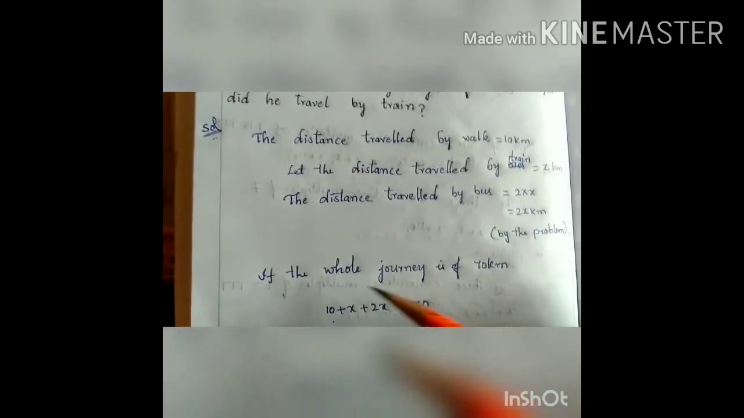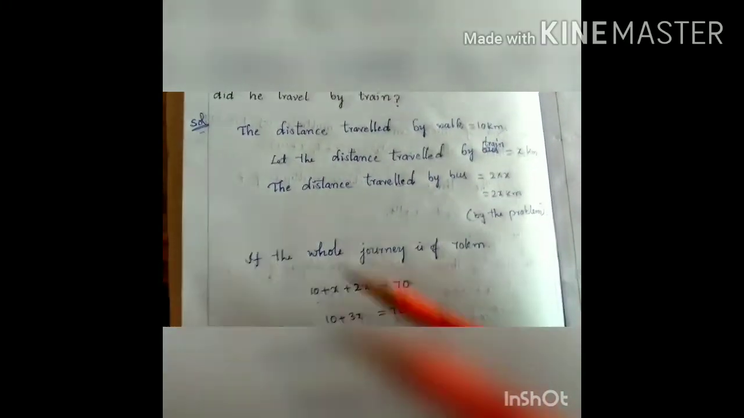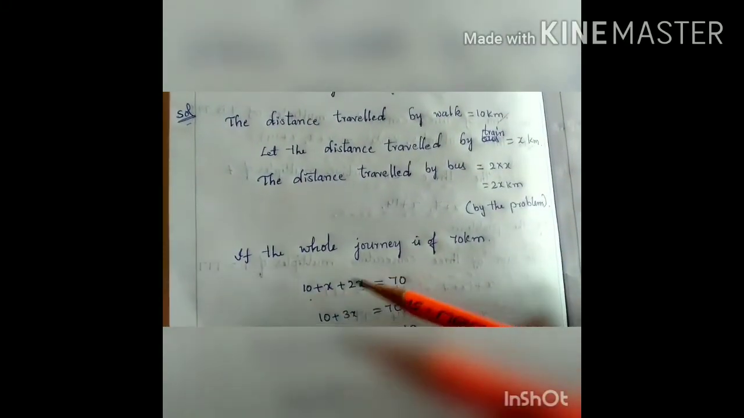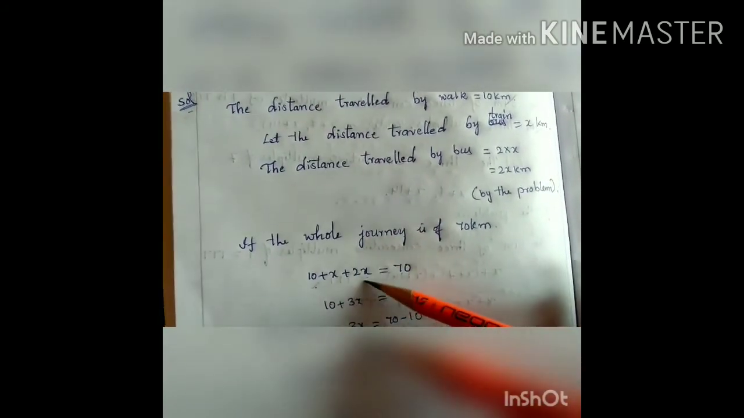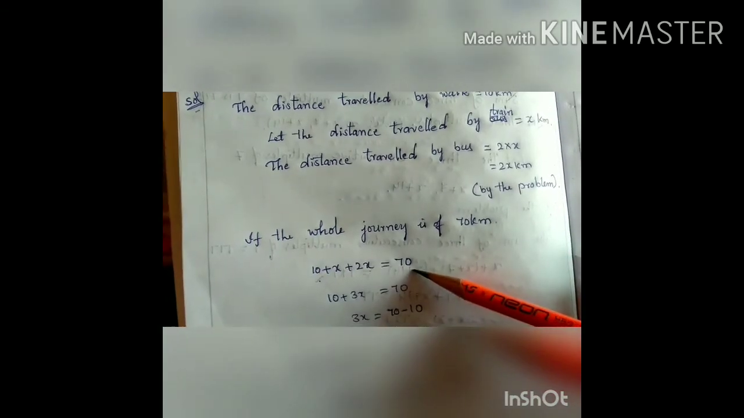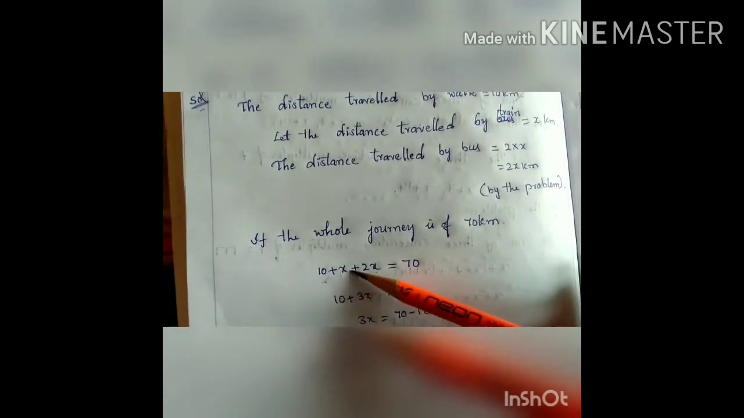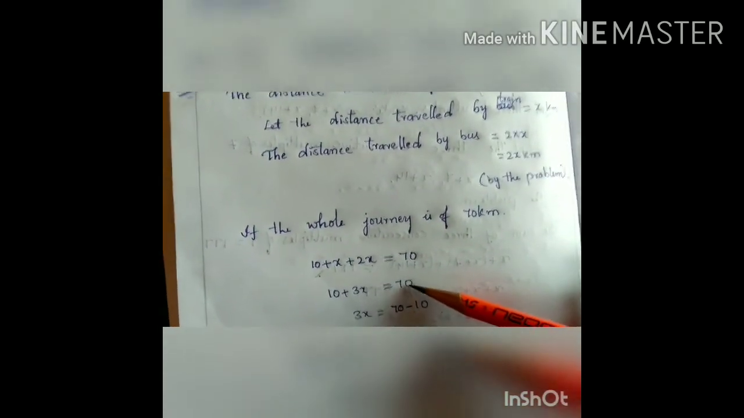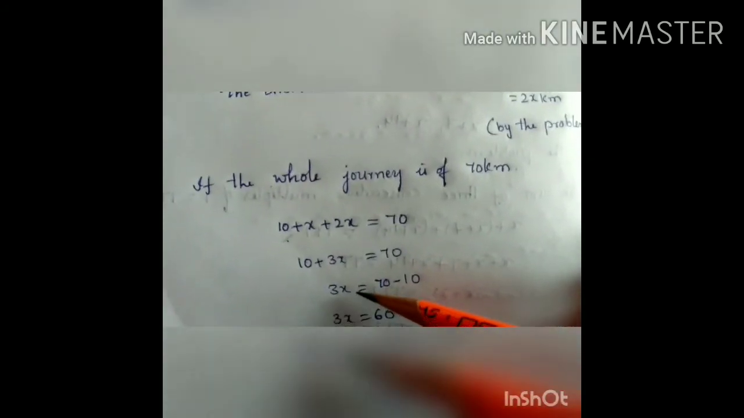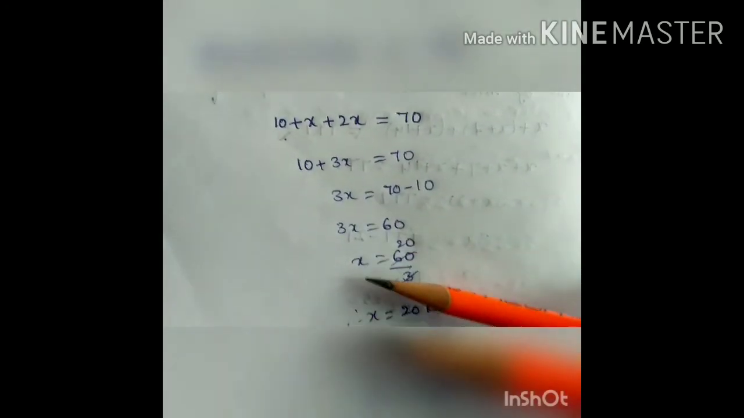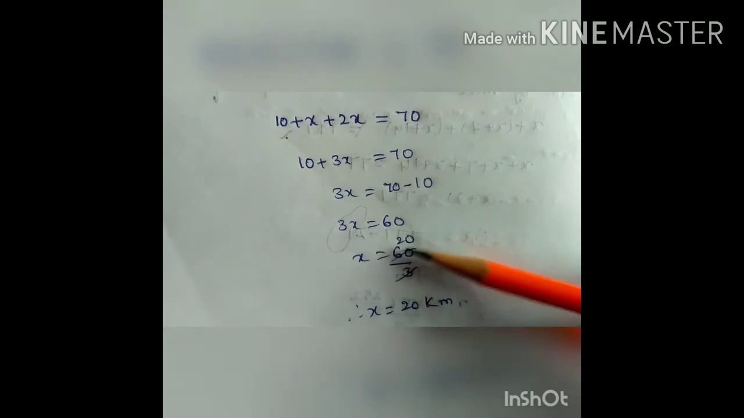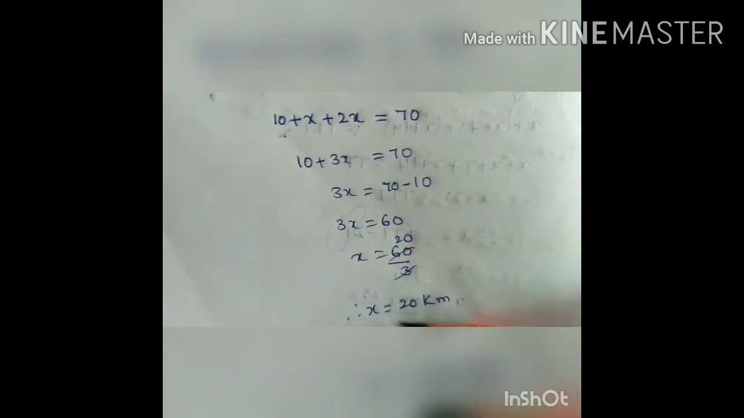Then the whole journey is 70 kilometers, whole journey means total, adding. So walk journey, train journey, bus journey equal to 70 kilometers. So 10 plus x plus 2x, 3x equal to 70. So 3x equal to 70 minus 10. 3x equal to 60. The multiplication quantity becomes divided by quantity. Therefore x equal to 20 kilometers.